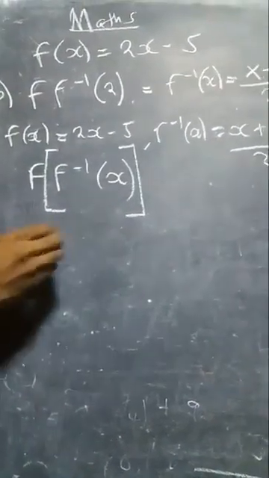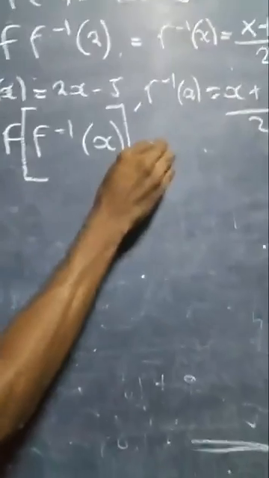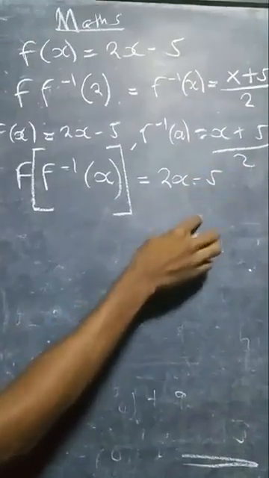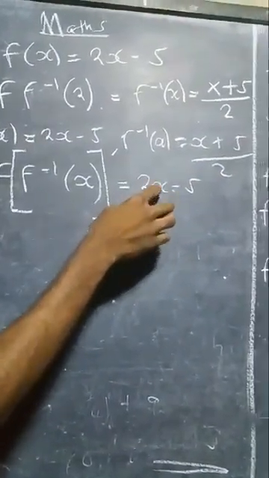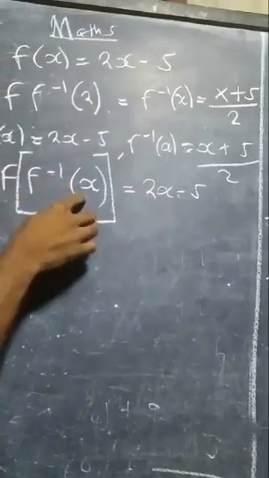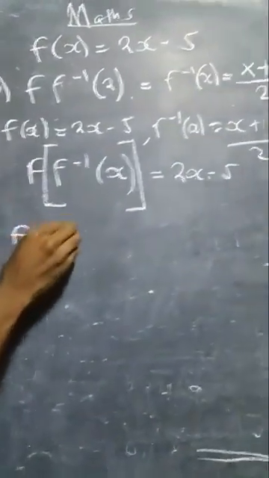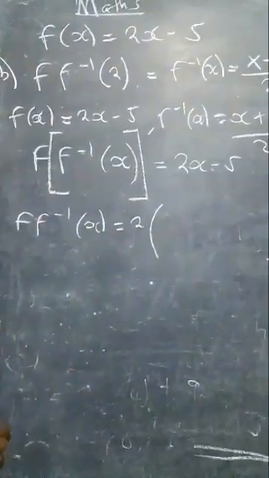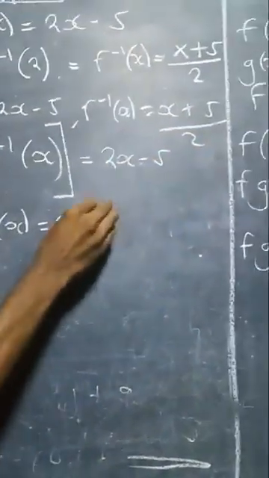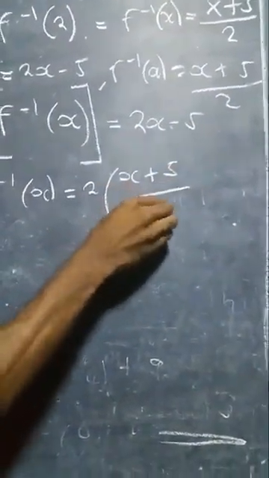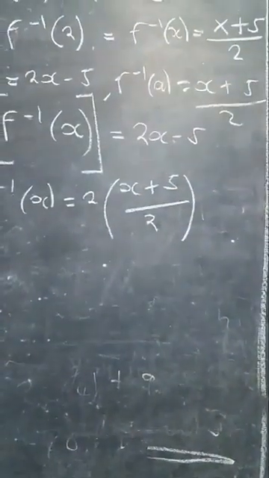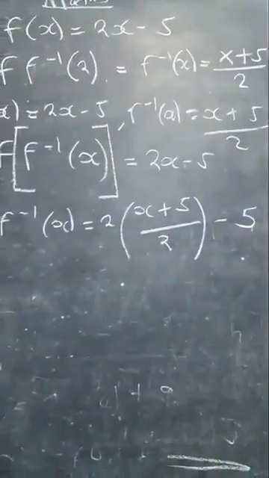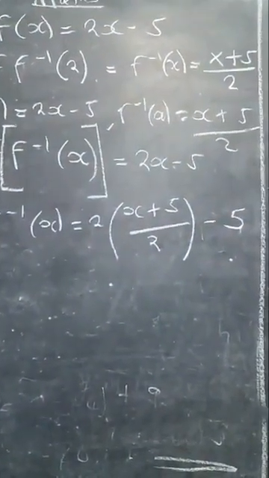You can just write this in the normal form of this is equal to 2x minus 5. Where there is x there, what are you putting? F inverse of x. So f inverse of x is equal to 2, open brackets, what's our inverse? X plus 5 divided by 2. That's our inverse. So it's 2 by the inverse, then minus 5, of course.